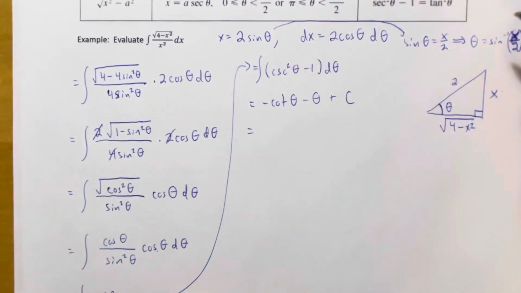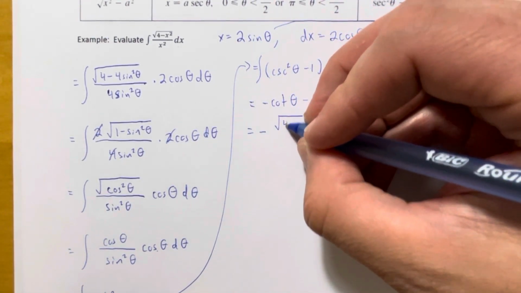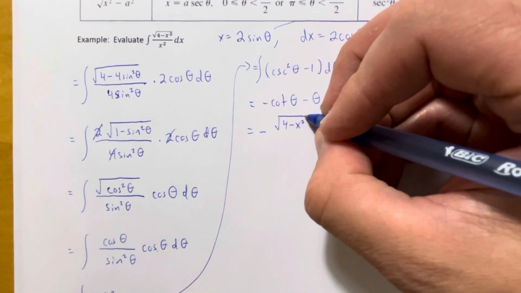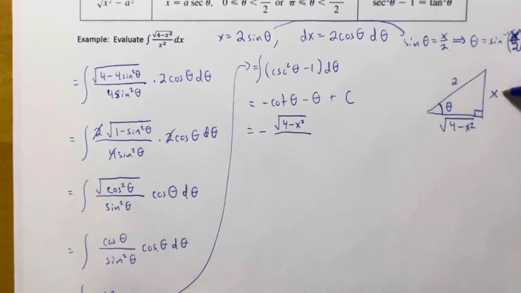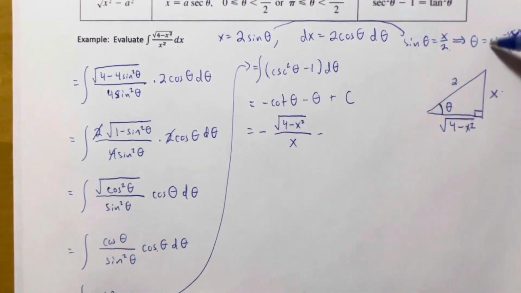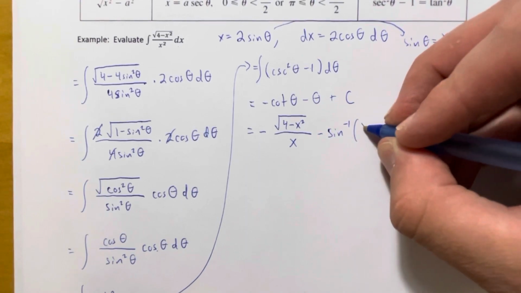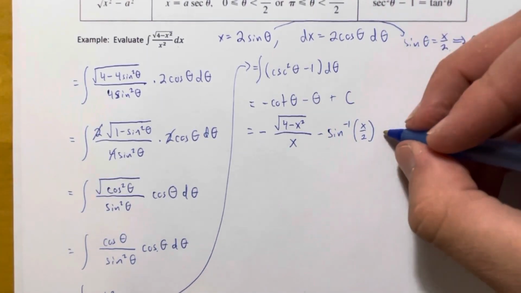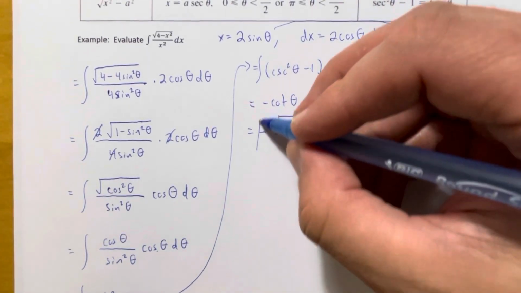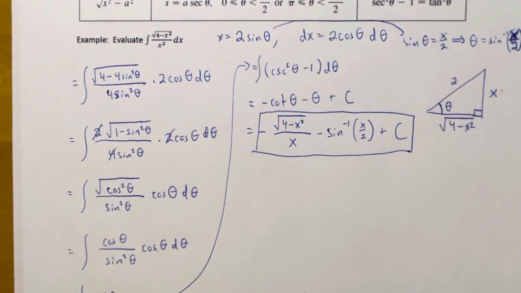So putting everything together here, I have negative cotangent, which now looks like this: negative square root of 4 minus x squared over the opposite side, which is x, minus theta, which we decided up here is the same thing as inverse sine of x over 2, a little less sloppy there. And then, of course, you can't forget your plus C. And this right here is my final answer.